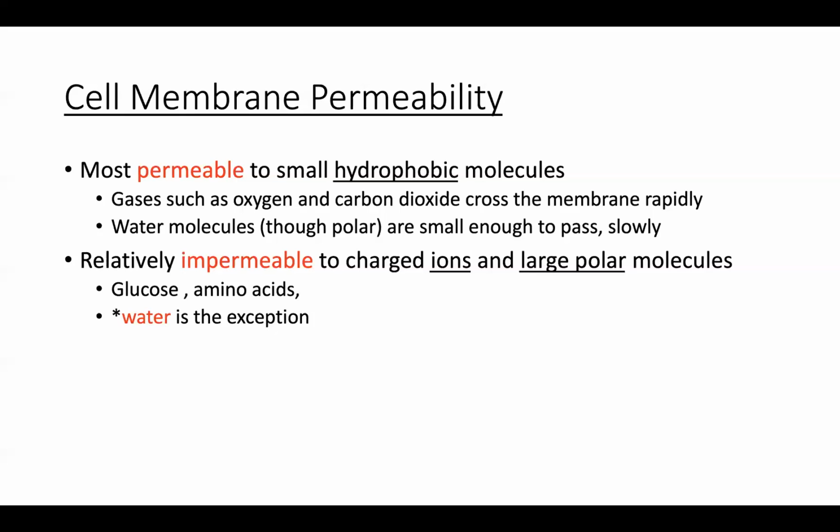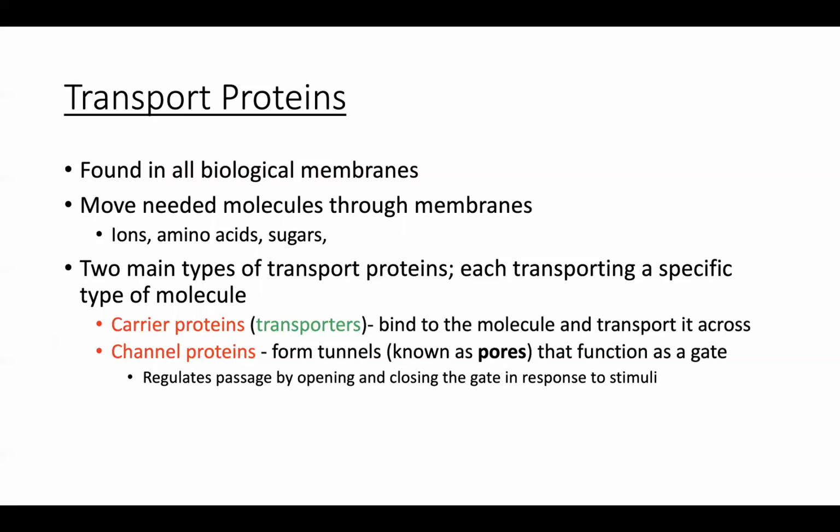It's a semi or selectively permeable barrier that is going to dictate which substances can move in and out without too many problems. Now, those larger, more complex molecules, such as glucose and amino acids and other substances that need to cross that membrane barrier, are able to get into the cell by way of transport proteins. Transport proteins are going to be found present on all biological membranes, and they're going to facilitate the movement of needed molecules through that membrane.